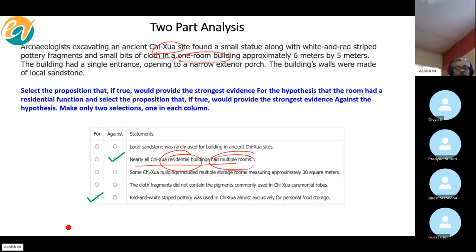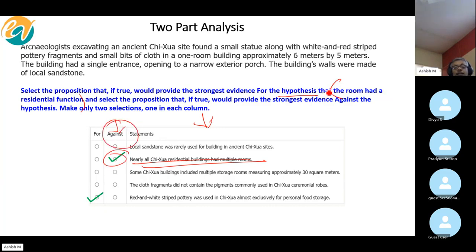Okay, so what it's basically saying is that notice which of these statements proves or goes against the hypothesis. And what is the hypothesis, by the way? That the room had a residential function. Now, notice if this is true, that nearly all Chi-Xua residential buildings had multiple rooms. If this is true, then clearly this gives us a reason to believe against the hypothesis that the room had a residential function.